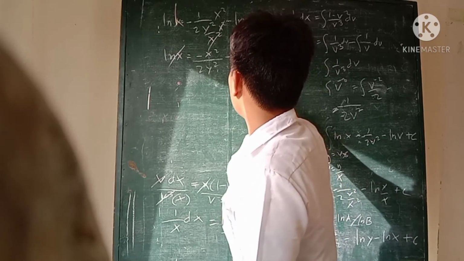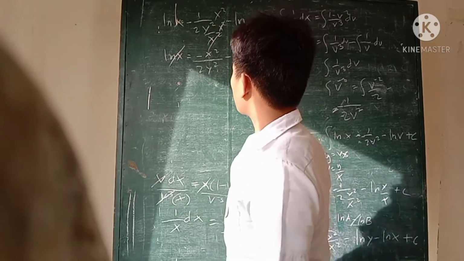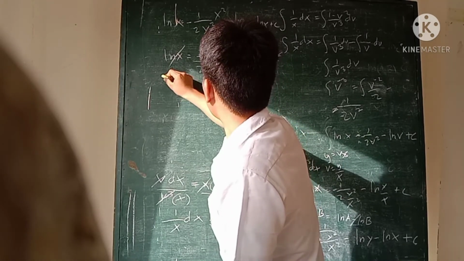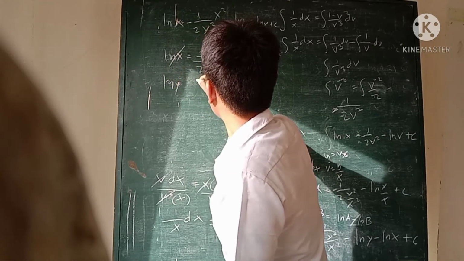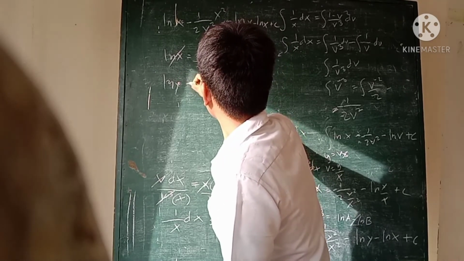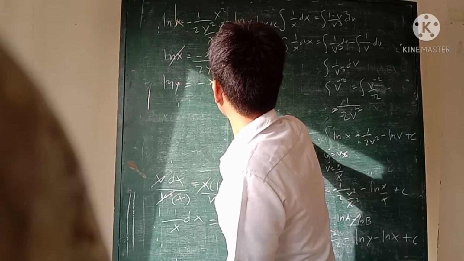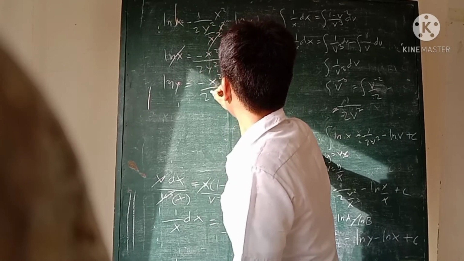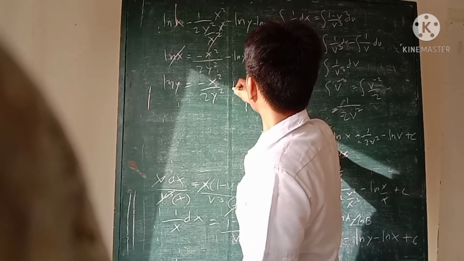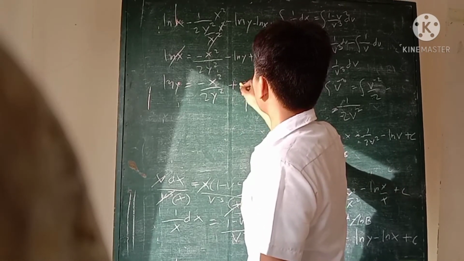So we can move this negative ln to the left, and it becomes positive. So ln y equals negative x squared over 2y squared plus c.